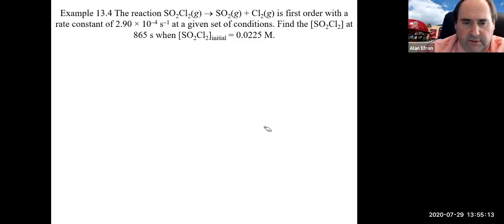All right, so why don't you try one here. The reaction is first order, with rate constant 2.9 times 10 to the minus 4. At a given set of conditions, find the final concentration after 865 seconds. So take a couple of seconds here, or minutes, and see what you come up with.